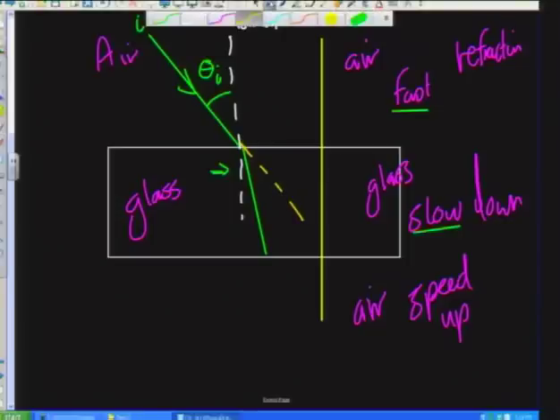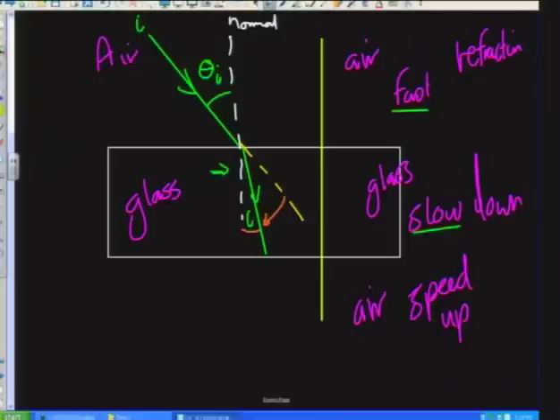In other words, it's made an angle here that's smaller. It's bent closer to the dotted white line. The angle between the normal and the green line is called theta r. Theta r is the angle of refraction.